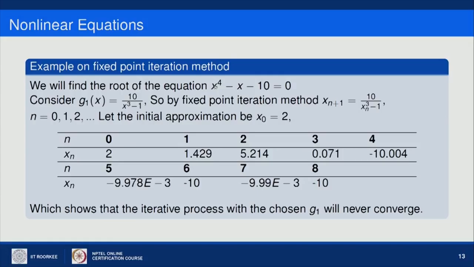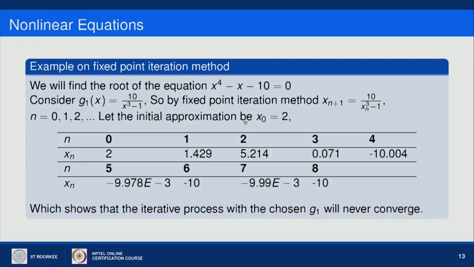Suppose we have an equation, the fourth order polynomial equals 0, where the polynomial is x to the power 4 minus x minus 10. So, consider g(x) as 10 upon (x cube minus 1). By the fixed point method, the iterative formula will become x(n+1) equals 10 upon (x(n) cube minus 1) for n equals 0, 1, 2.